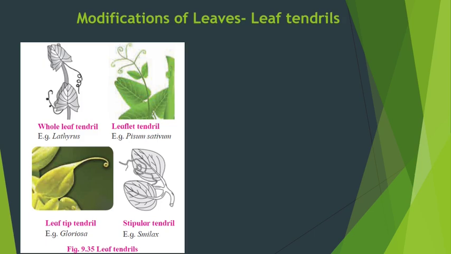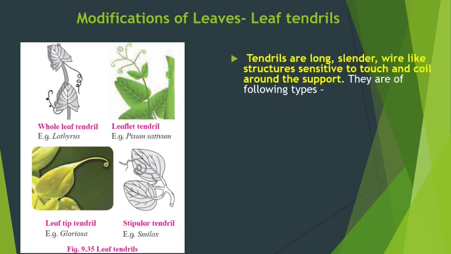The next modification is the formation of leaf tendrils. This picture I've taken from your textbook. So what is a tendril? Tendrils are long, slender, wiry structures, sensitive to touch. They coil around any support. The basic function is to support the weak stems in case of climbers or creepers. So it is a coiled sensitive structure usually providing support to climbers and creepers.